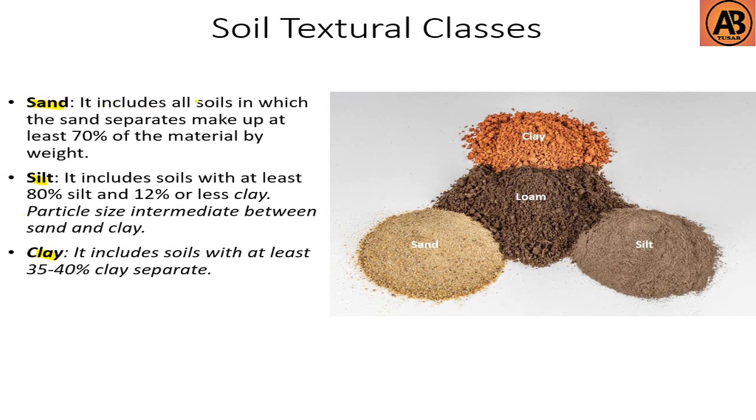Sand includes all soils in which the sand separates make up at least 70% of the material by weight. And then silt includes soils with at least 80% silt and 12% or less than 12% clay. Particle size intermediate between sand and clay. Then clay includes soils with at least 35 to 40% clay separate. So this is the main textural classes of soil.